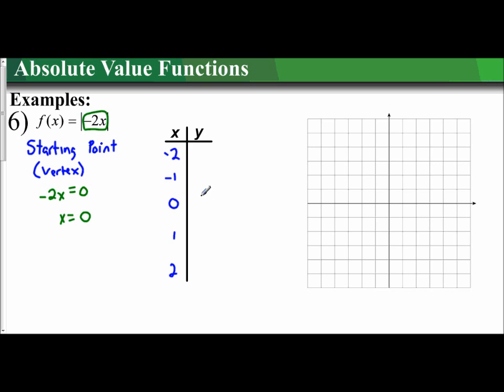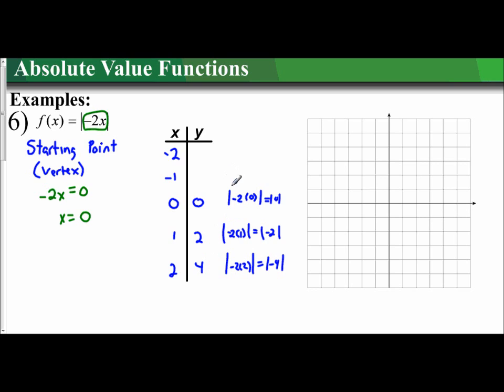If I plug in 0, I have the absolute value of negative 2 times 0. Anything times 0 is 0, so I have the absolute value of 0, which is 0. If I plug in 1, I have negative 2 times 1, which is negative 2, so I have the absolute value of negative 2, which is a positive 2. I can do the absolute value of negative 2 times 2, which gives me negative 4, so I have the absolute value of negative 4, which is a positive 4.